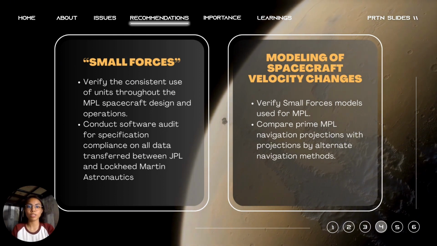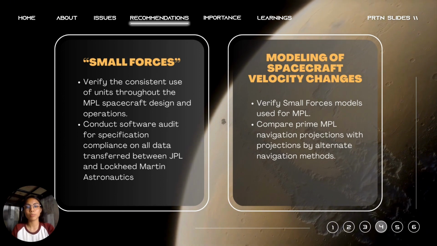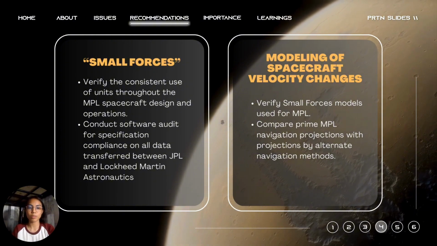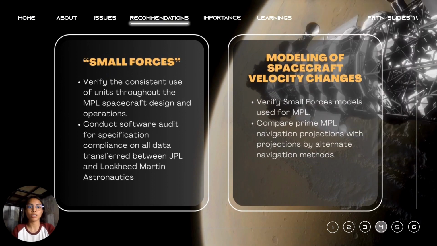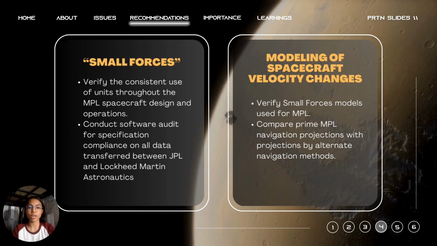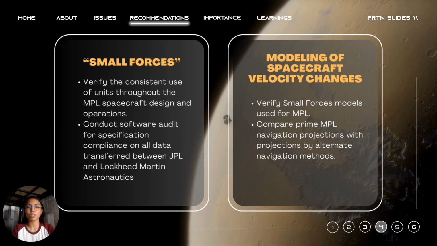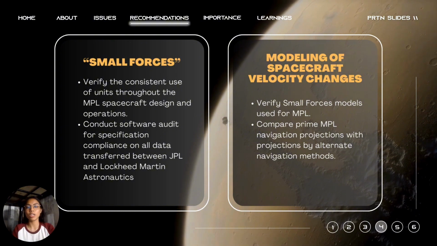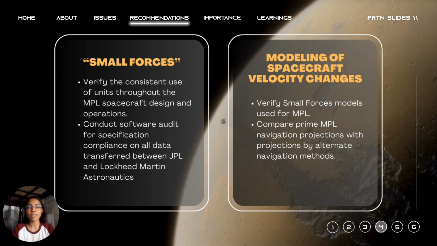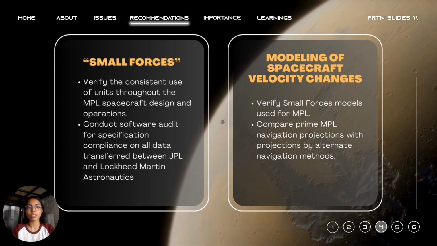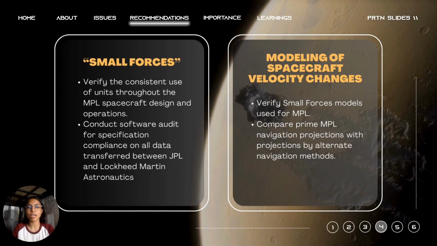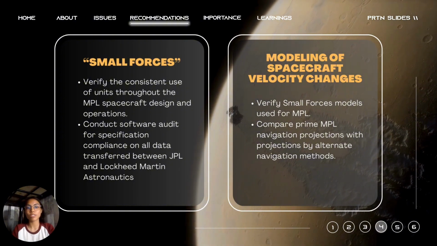Modeling of spacecraft velocity changes. Verify small forces models used for MPL. Compare prime MPL navigation projections with projections by alternate navigation methods. The board advises that the small forces models used for MPL be verified to ensure that the modeled forces are properly treated, including thruster activity utilized for attitude control and solar radiation pressure. Furthermore, various navigation techniques should be compared to the primary navigation method to assist in revealing any improperly modeled small forces on MPL.